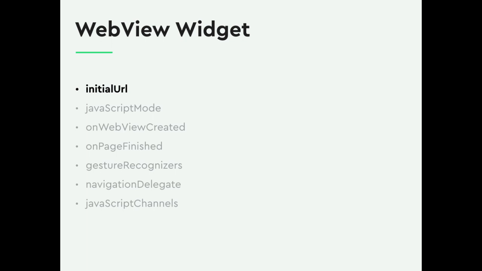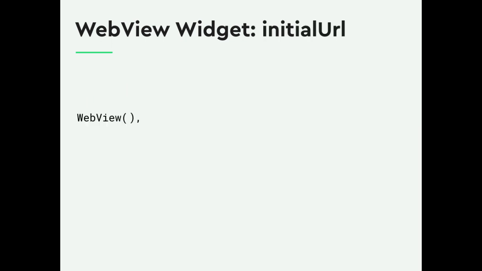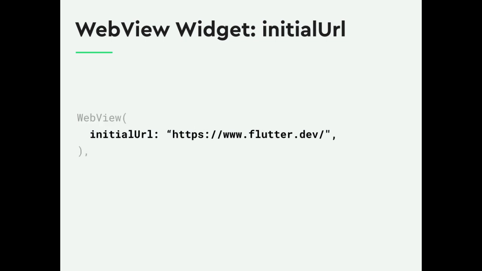First, the initial URL. Let's say we have our widget. This initial URL is basically doing what you're thinking. You pass a string, a website, and it's going to load that website once the Flutter WebView is created. This parameter is optional though, so you can provide it later too.